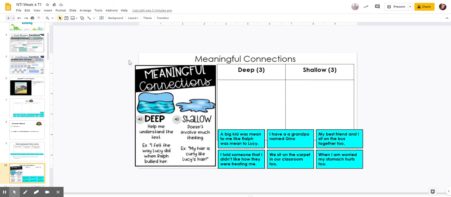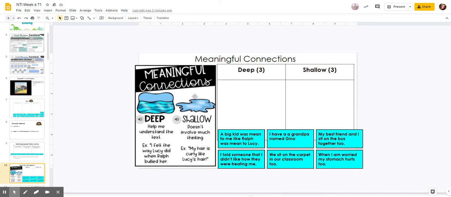We've done a lot with inferencing, and that's a really important comprehension skill. Another comprehension skill we're going to be working on is connections. So there are 2 different types of connections. A deep connection helps you understand the text and the characters. So for example, I felt the way Lucy did when Ralph bullied her. So if you've ever had an experience where someone was rude to you or you've been bullied or something along those lines, then you empathize with that character. You've felt that way before, and immediately you have this connection with this character.